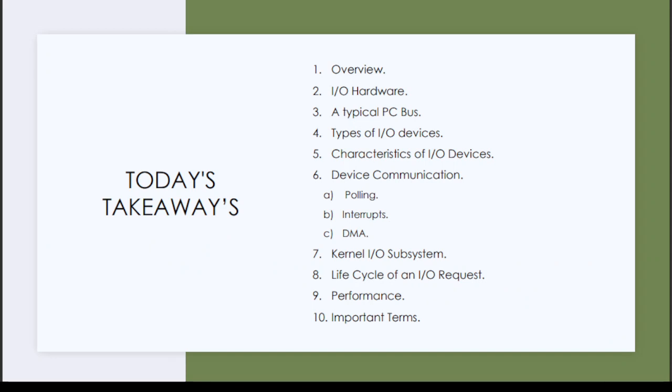Today we will be discussing the overview of the IO management system, IO hardware, a typical PC bus, types of IO devices, characteristics of IO devices, device communication, polling, interrupts, DMA, and the kernel IO subsystem, the life cycle of an IO request, performance, its measures and role, and some important terms.